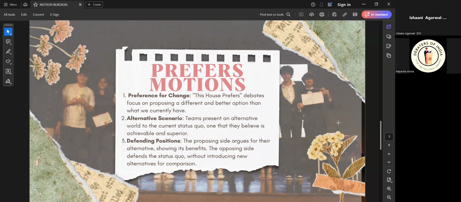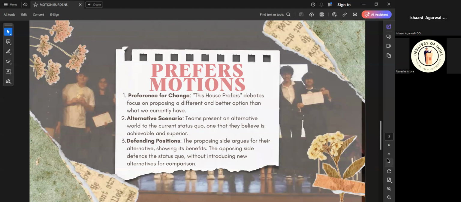Now, this is very important. While side proposition is going to propose the alternative scenario and defend that, the opposing side has to defend the status quo. The opposing side or the opposition cannot introduce a new alternative. So you cannot bring in a monarchy or a third form of government into question for comparison. You only defend the status quo without introducing another alternative for comparison.